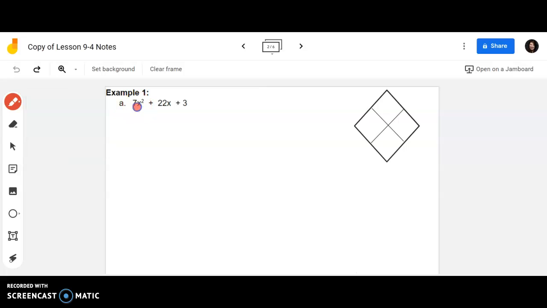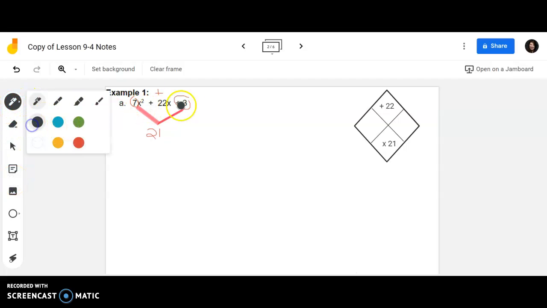The first step is still pretty simple. We need to multiply the 7 and the 3. That's step 1. So we're going to multiply this 7 times this 3, which is going to get us 21. So that means now we're trying to find two numbers that multiply to equal 21 and add to equal 22. We're still trying to add to get that 22.